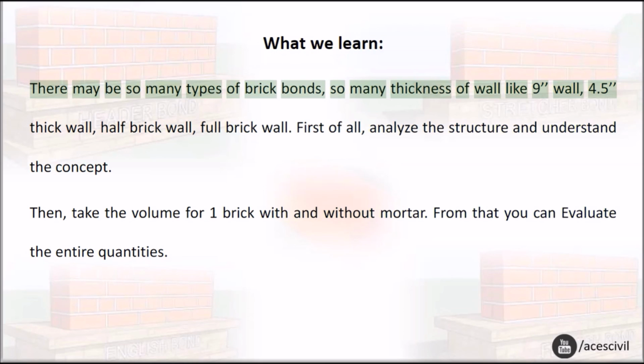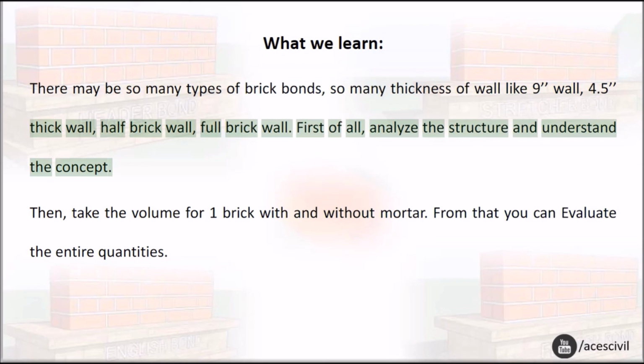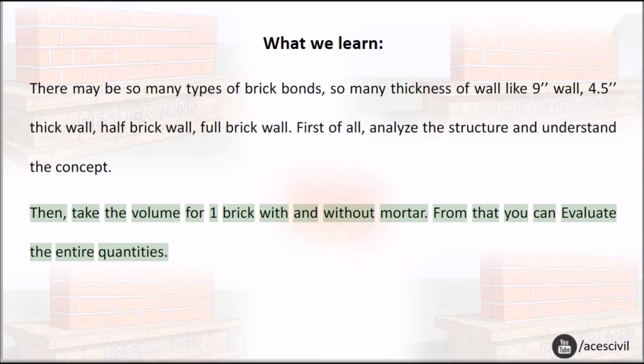What we learn: there may be many types of brick bonds and many thicknesses of wall, like 9 inch wall, 4.5 inch thick wall, half brick wall, full brick wall. First of all, analyze the structure and understand the concept. Then take the volume for one brick with and without mortar. From that you can evaluate the entire quantities.